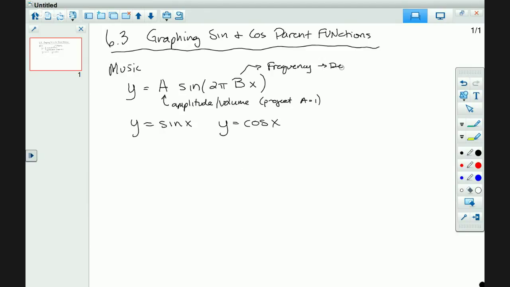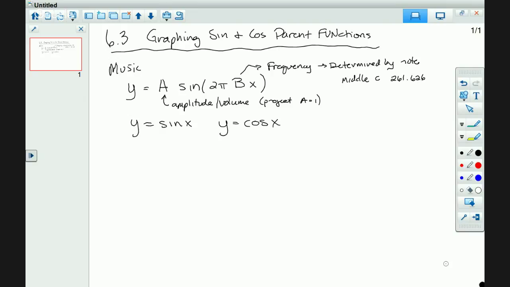Is determined by the note that you've chosen. I showed you a middle C at 261 earlier, right? So that's what you would plug in right there. And Tuesday, and then you should have it. Okay, so that's our music application there.